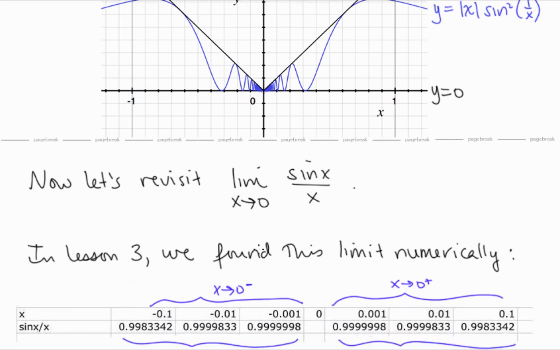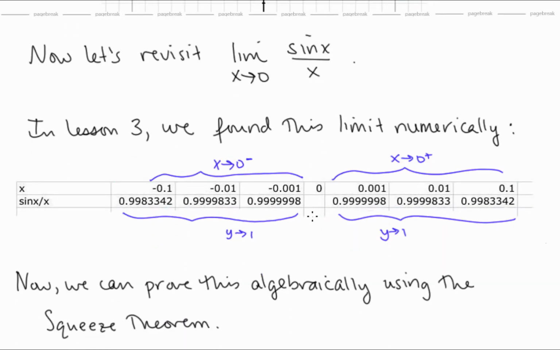Now let's take a look at the limit as x goes to 0 of sine x over x. We saw this in lesson 3, and we found this limit numerically. We took some x values that approach 0 from the left, and some x values that approach 0 from the right, and we computed their corresponding function values. And we saw that the function values went to 1 from both the left and the right sides. So we said that this limit is equal to 1.